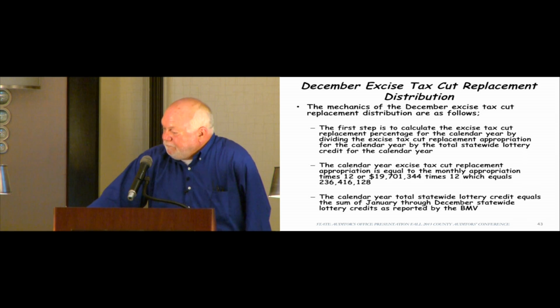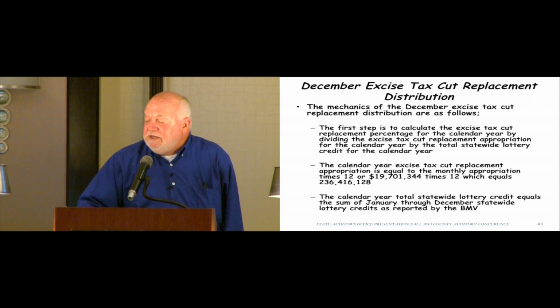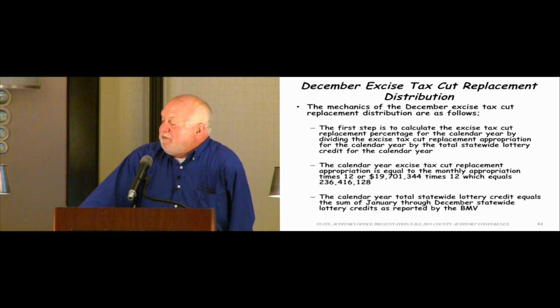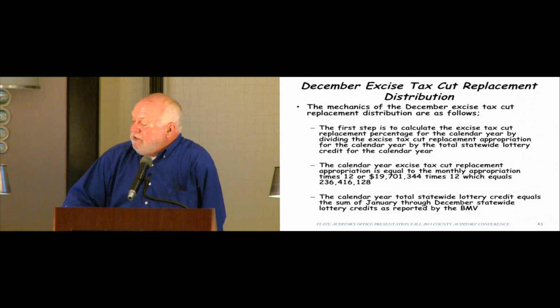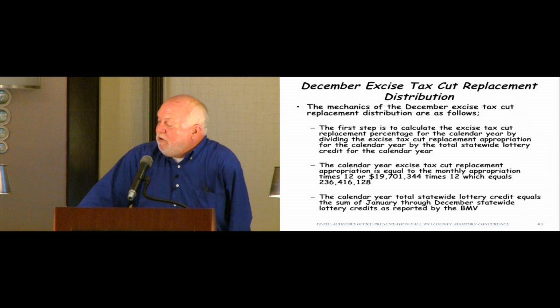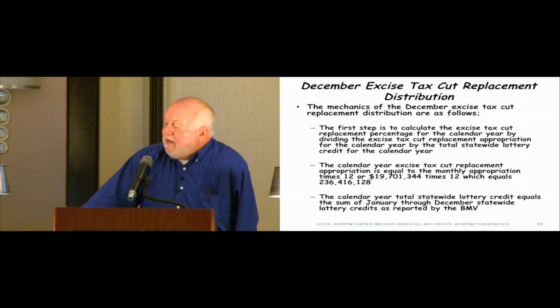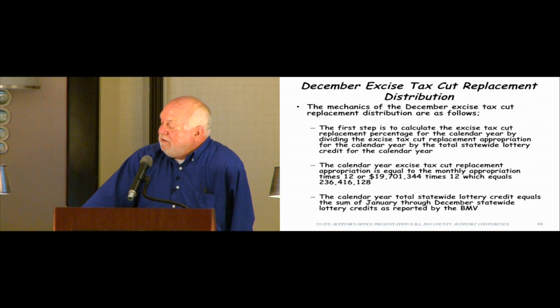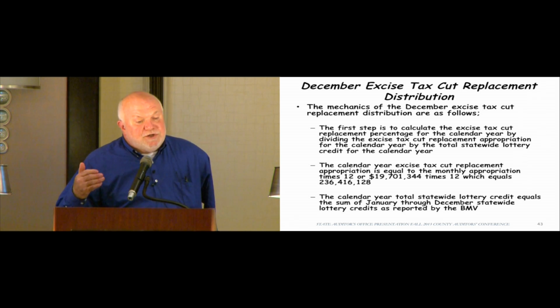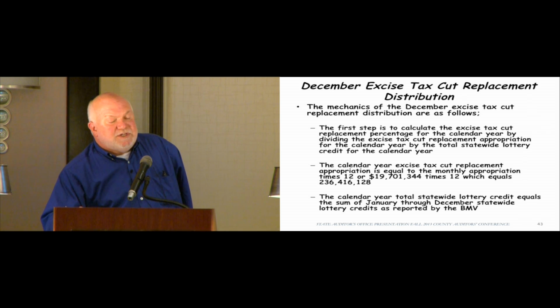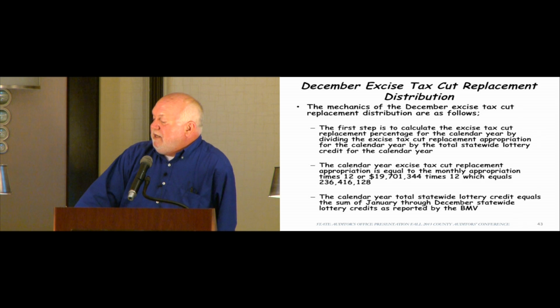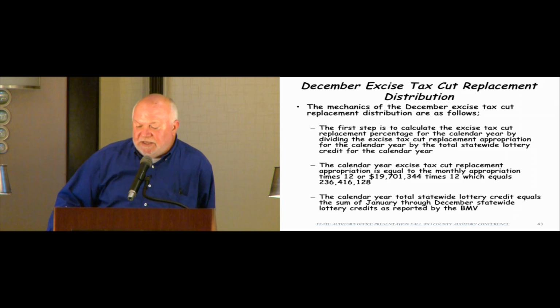Then in December, the first thing we do is we determine what the excise tax cut replacement percentage is for the calendar year. And we do that by taking the calendar year total appropriation and dividing it by the calendar year total statewide lottery credit. And the calendar year total appropriation is that 19.7 million times 12, or $236,416,128. And that we divide into the total lottery credit for the year. And so if we determine that when we do that division the percentage is 68%, then 68% is the amount of the total credit that's going to be replaced.